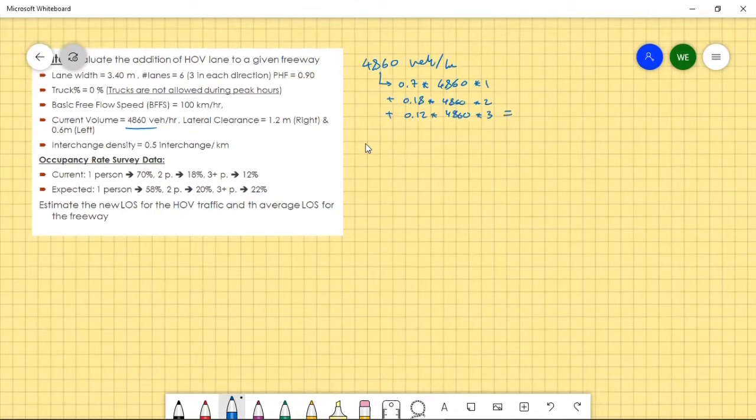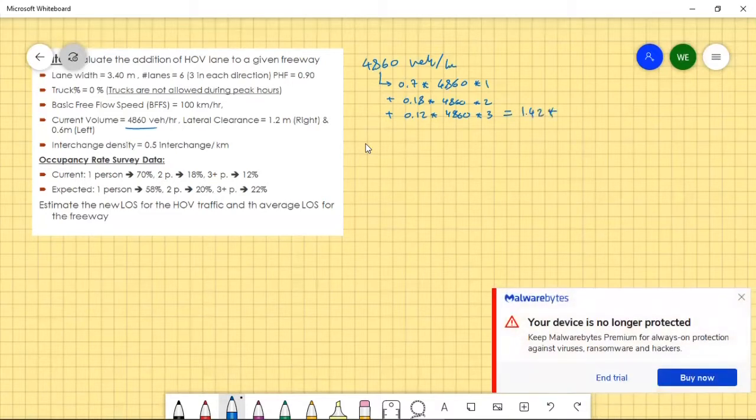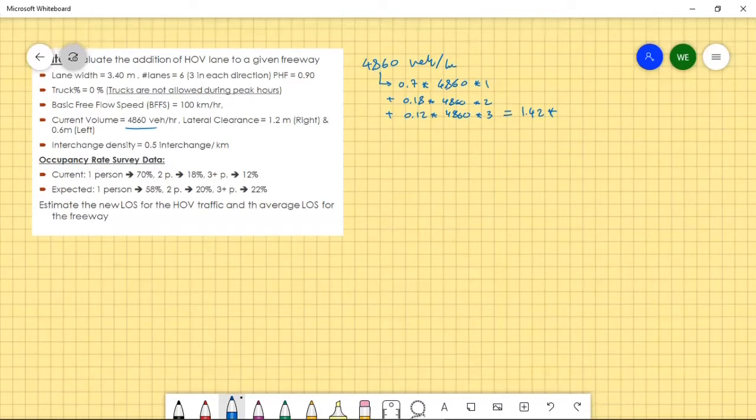So basically, we will end up with 0.7 multiply 1 plus 0.18 multiply 2 plus 0.12 multiply 3, multiply 4,860. If we take 4,860 as a common factor, we will end up with 1.42 multiply 4,860. So we have 6,901 person trips per hour.